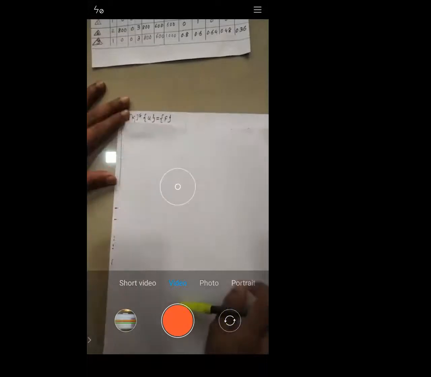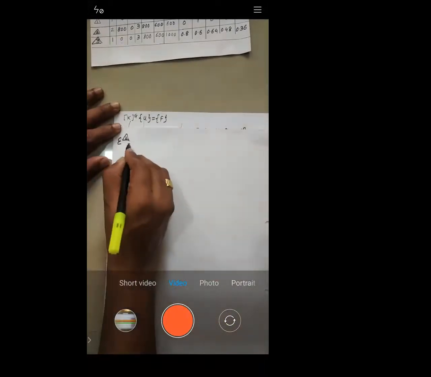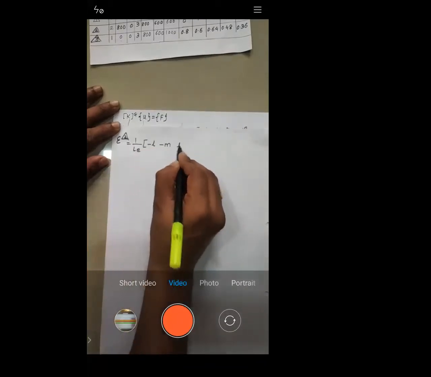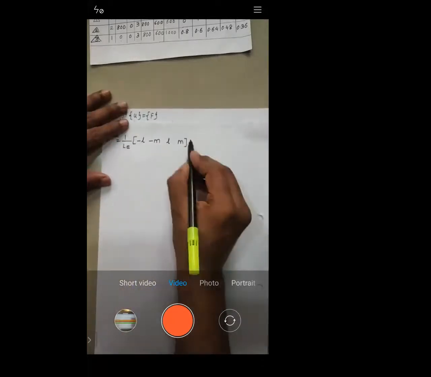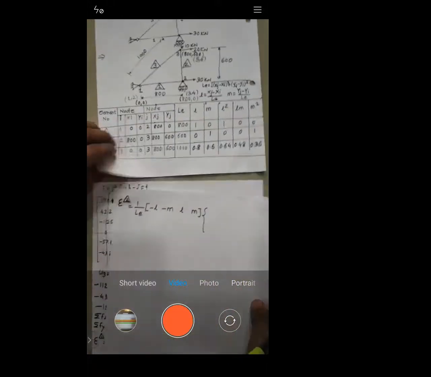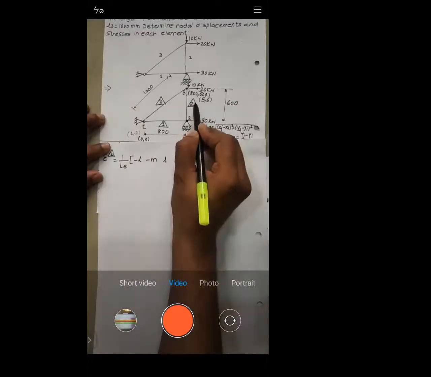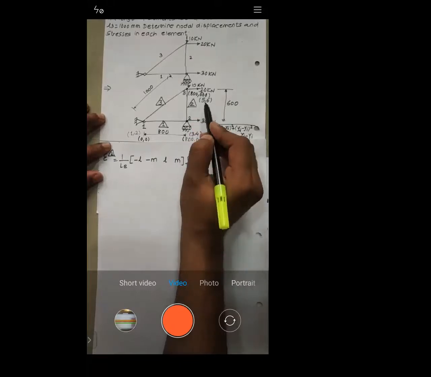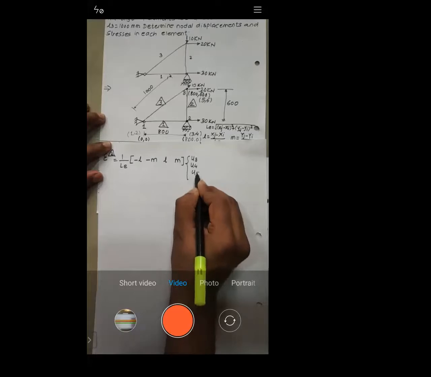So can we do the same thing for element number 2? Strain in element number 2 is given by 1 by LE times [-L, -M, L, M]. This is a standard formula. Now here it is important. Element number 2 is between node 2 and 3. Therefore, node 2 has degrees of freedom 3, 4, and node 3 has 5, 6. So I need to write down U3, U4, U5, U6.